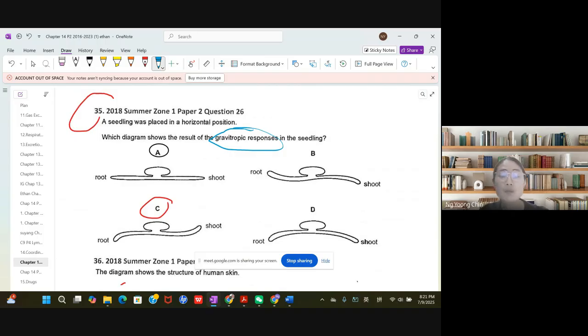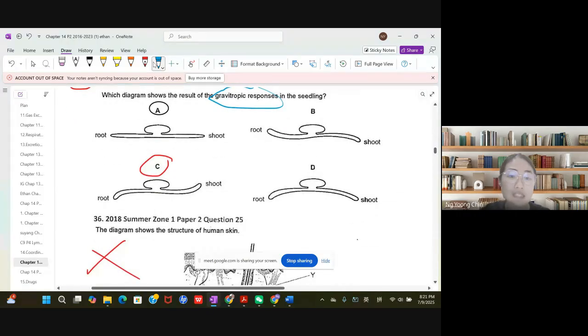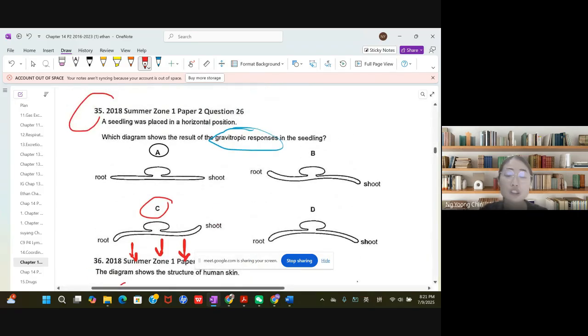Because when you talk about the direction of gravity, it will always be downwards. We call it 地心引力. It is always a downward force. So the roots will move towards the downward force, towards the direction of gravity. Then the shoot will move away. Even though the shoot is not affected by sunlight, it will still grow outwards, away from the gravity force. So that's it, C. It's not A, okay? It's not A.